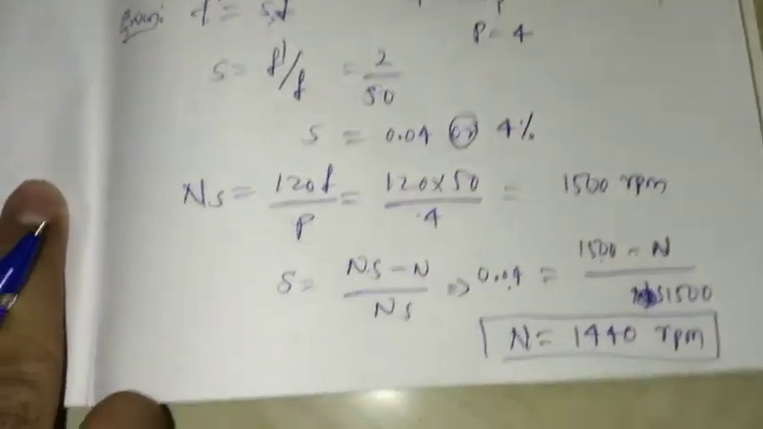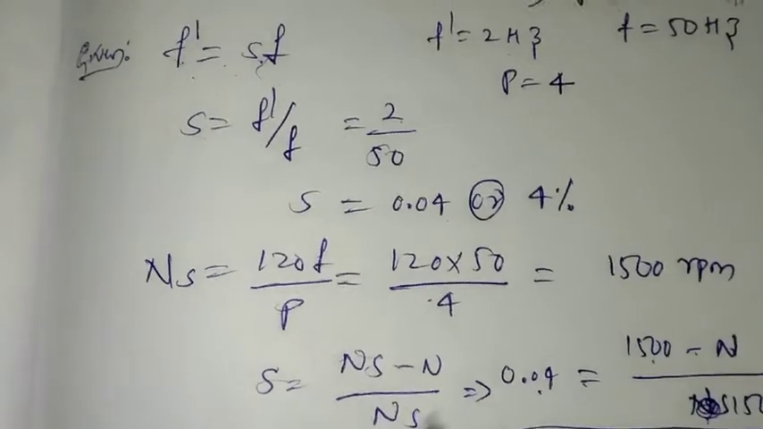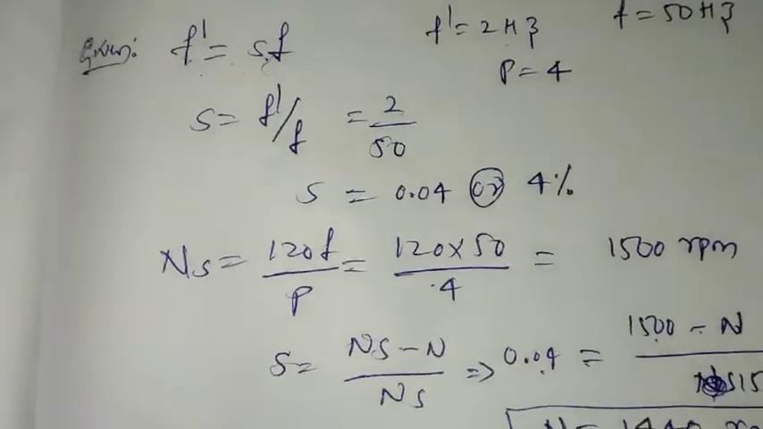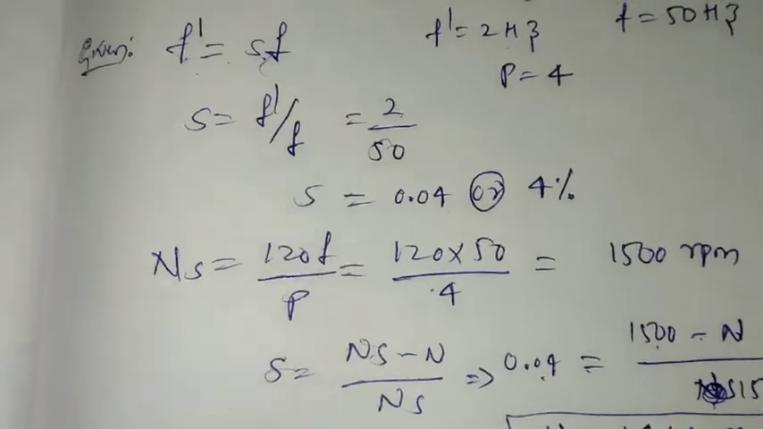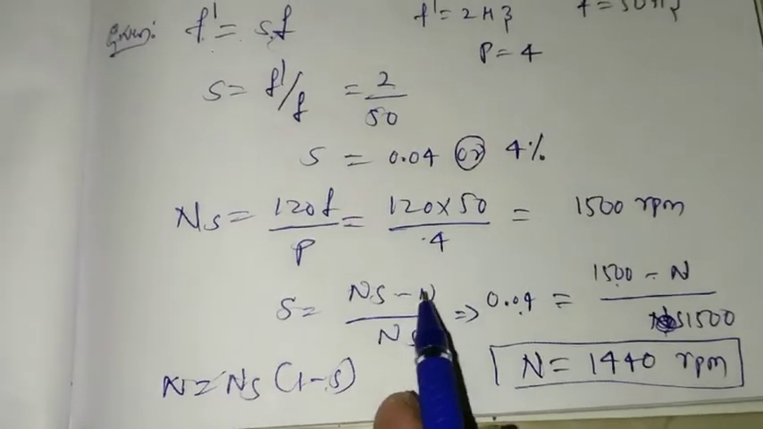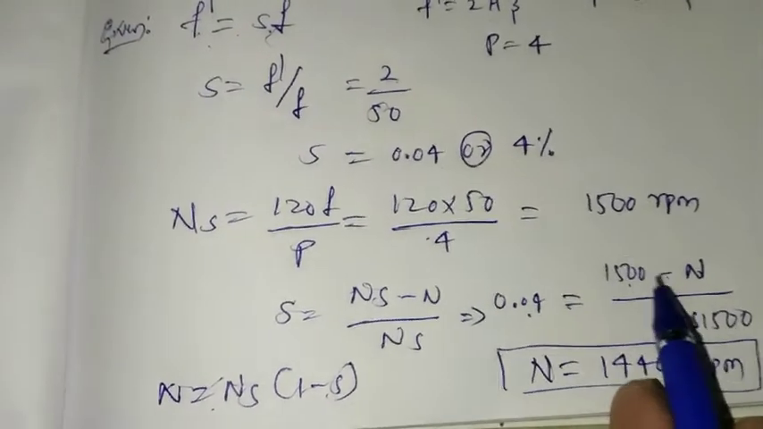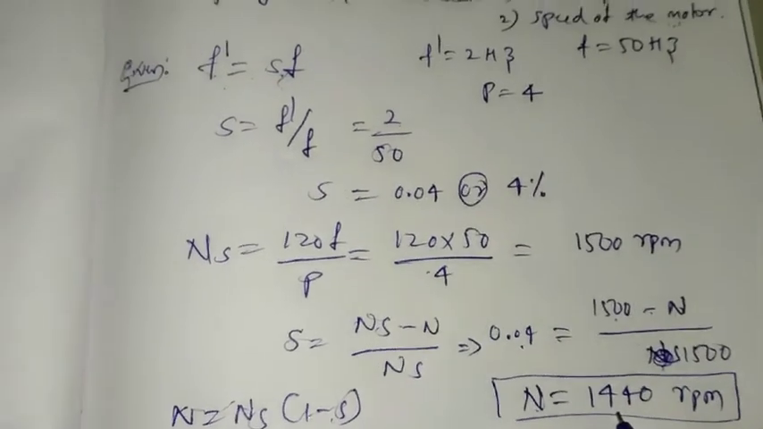Or else you can simply use another relation to calculate n, the simplified form of this equation: n is equal to ns into bracket (1 minus s). This is a simplified equation of this. Directly you can calculate the n value. Otherwise, you can use the same equation, substitute all the values and separate the n value, and you will get the speed of the motor.